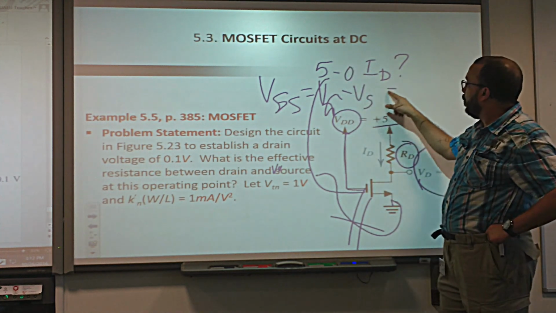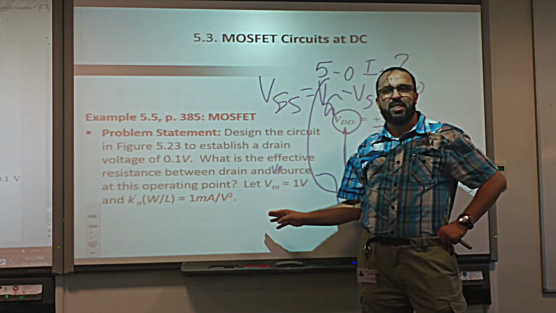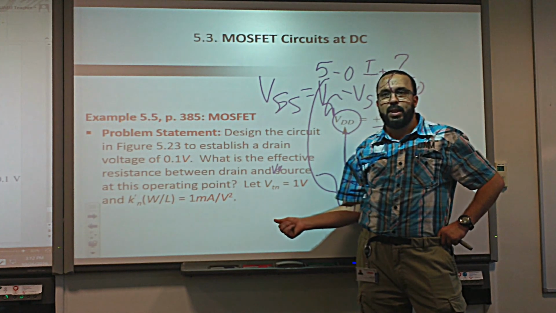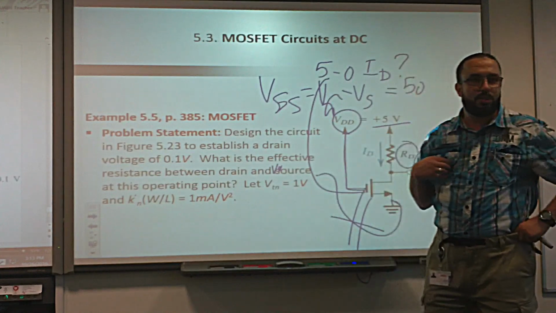So VGS is equal to what? 5. VT is equal to what? So do we have a channel? The first condition we have it. So we don't have cutoff. Yes or no? Yes. Alhamdulillah. So now we have to check what?